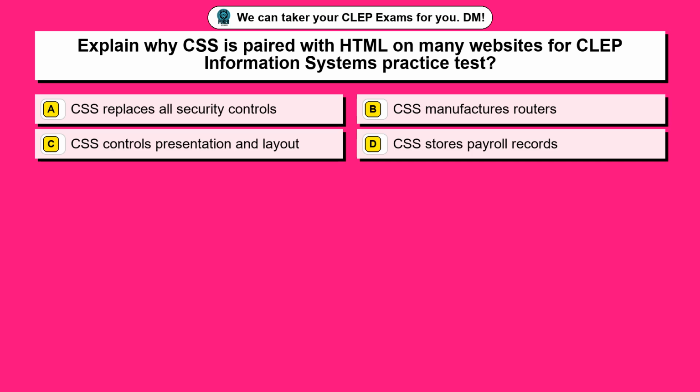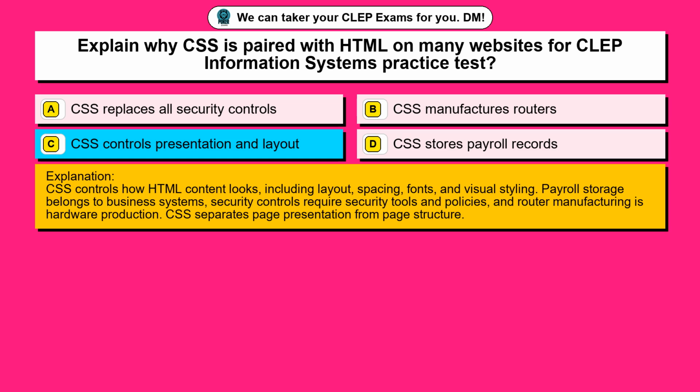Question 35. Explain why CSS is paired with HTML on many websites for CLEP Information Systems practice test. Option A, CSS replaces all security controls. Option B, CSS manufactures routers. Option C, CSS controls presentation and layout. Option D, CSS stores payroll records. The correct answer is option C, CSS controls presentation and layout.